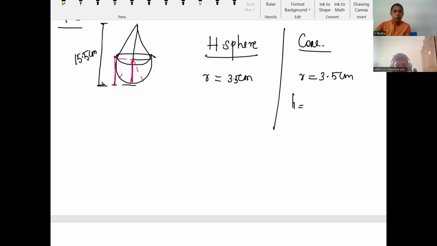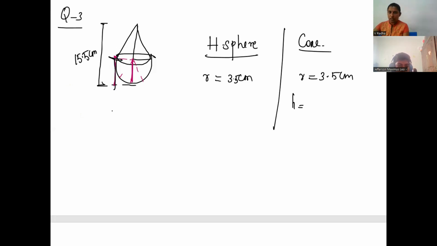The full height is given as 15.5. This place to this is 3.5, the radius of the hemisphere. Then 15.5 minus 3.5. Yes, good, this is the height of the cone. 15.5 minus 3.5 is 12. Yes, good. This is 12.